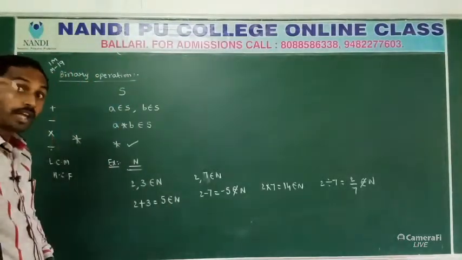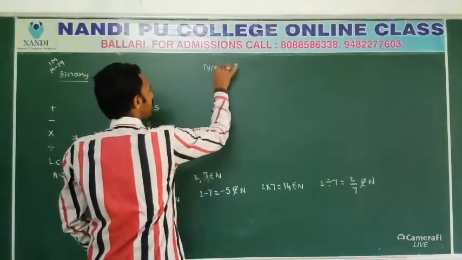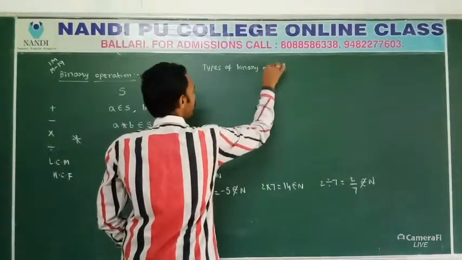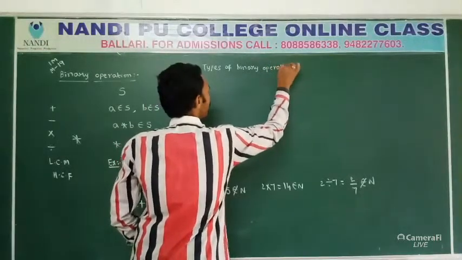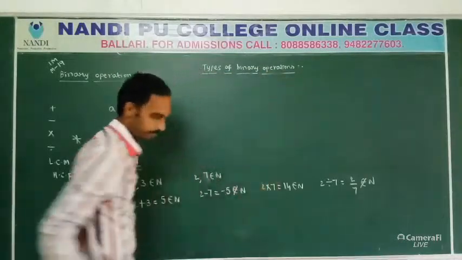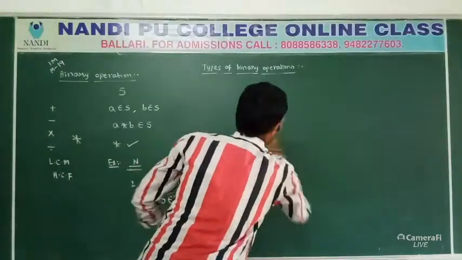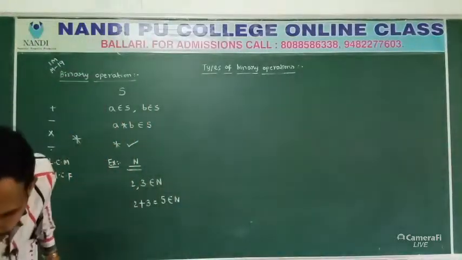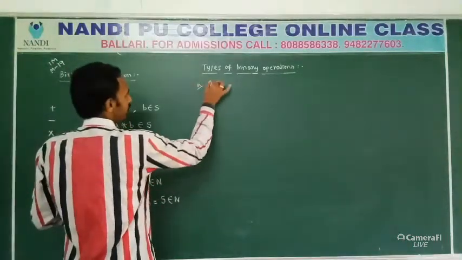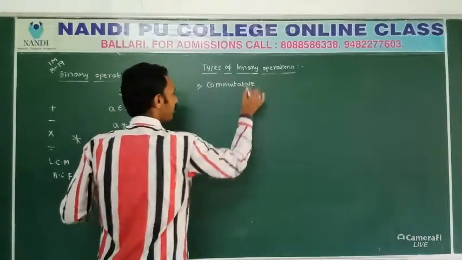Let us discuss types of binary operations. Number 1, commutative operation.